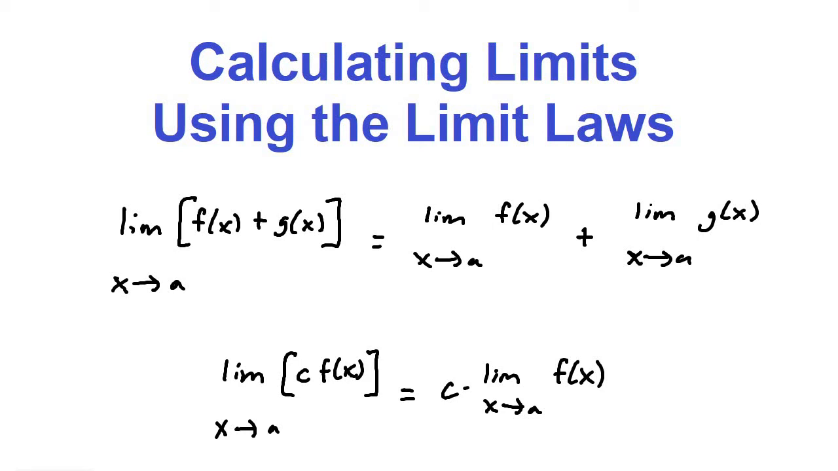So let's take a look at calculating limits using the limit laws. Suppose that you have two functions, f of x and g of x, and so you have the limit of one of the functions, f of x, as x approaches some value a, and you have the limit of the other function, g of x, as x approaches that same value a as well, and suppose both of those limits exist. So given that information, let's go ahead and look at the actual limit laws.